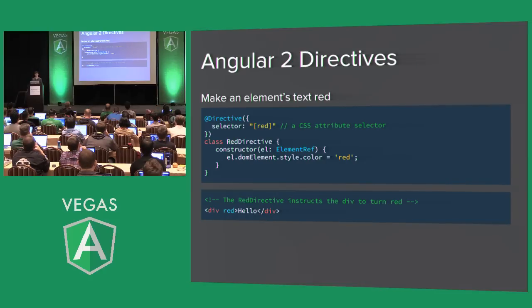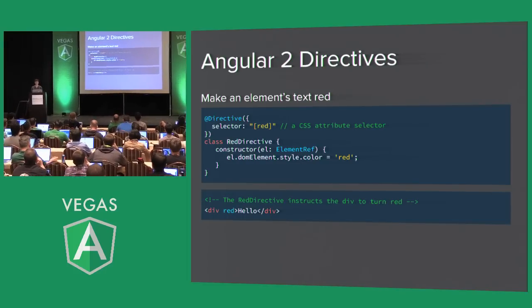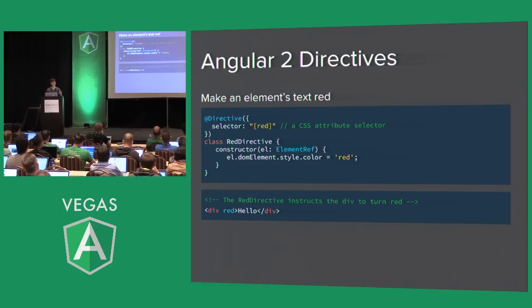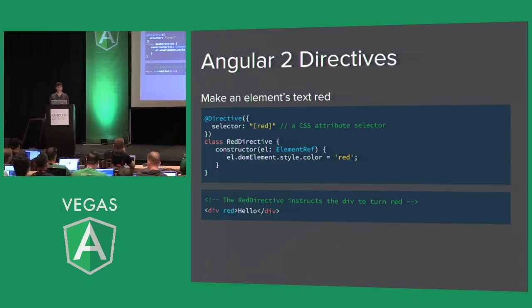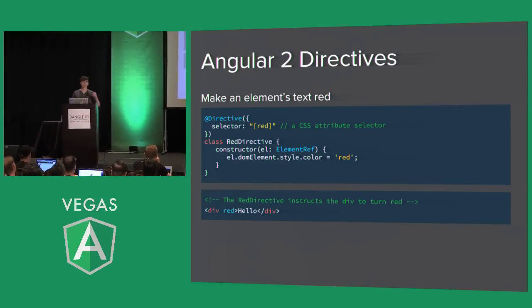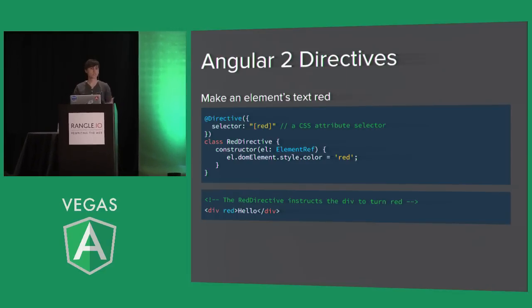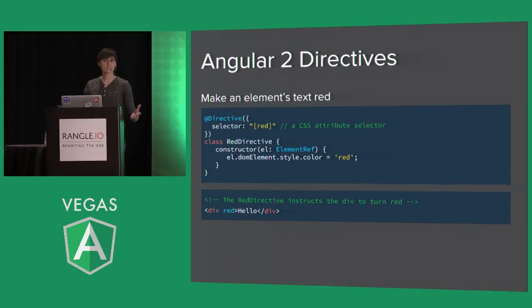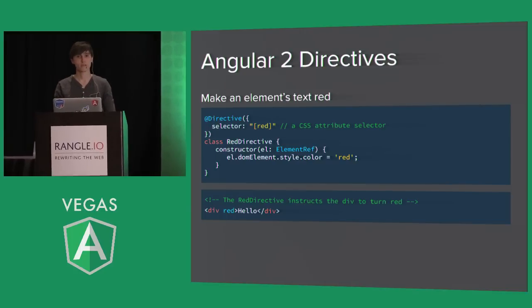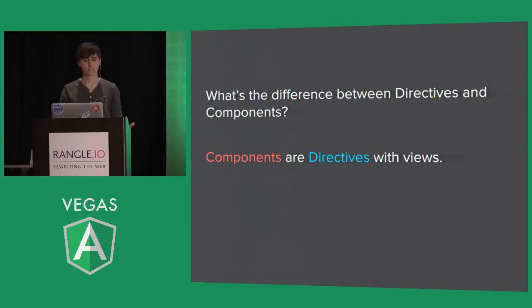Inside of my class, I'm using a constructor. And this is a little bit of the dependency injection in Angular 2. It's really simple. All you do is provide what you want to inject in the type, and Angular is smart and will inject that for you. Since I have the element that I'm actually putting the directive on, all I'm doing is setting the style's color to red. So all of the text inside this directive will be red. And that's really all there is to directives.